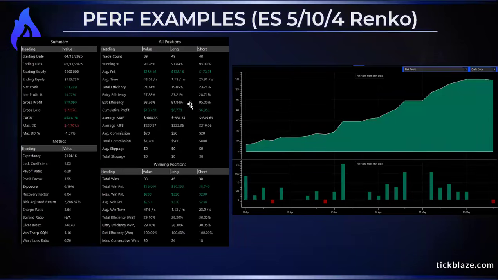Like this system, this is the S&P. So the S&P on a 5-brick Renko with a 10-tick reversal, okay? This is an S&P chart. And what we did was we ran it for a month. This is the last month. We took 90 trades, right? Pretty even distribution, 49 and 40. And we had a 93% win rate, okay, with a 3.5 profit factor.